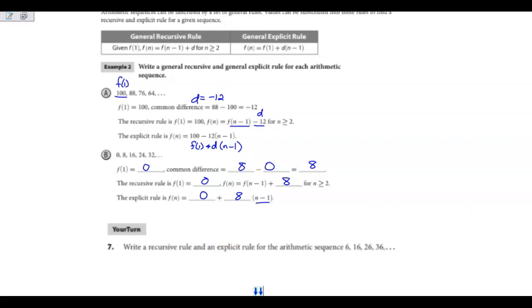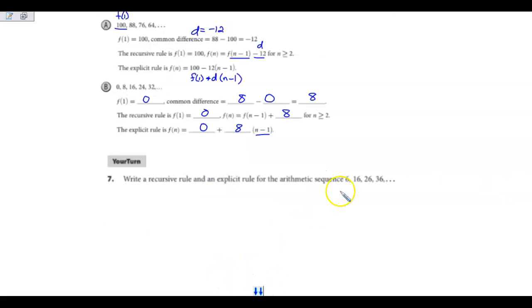So we're going to write a recursive rule and an explicit rule for the arithmetic sequence 6, 16, 26, 36, and so forth. So we need to identify our first term, and we need to find our common difference. Our first term is 6. Our common difference, if I take 16 minus 6, I get 10. 26 minus 16 is 10, so my common difference is 10.